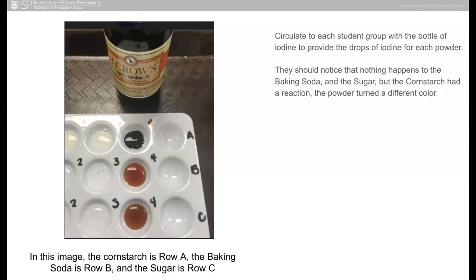If you look at this picture here, you'll see that in well 2 in row B, we see some bubbles forming. Bubbles are evidence of a chemical change. In well 3 of row A, you'll see that the iodine turned black. That's a color change, another evidence of a chemical change.